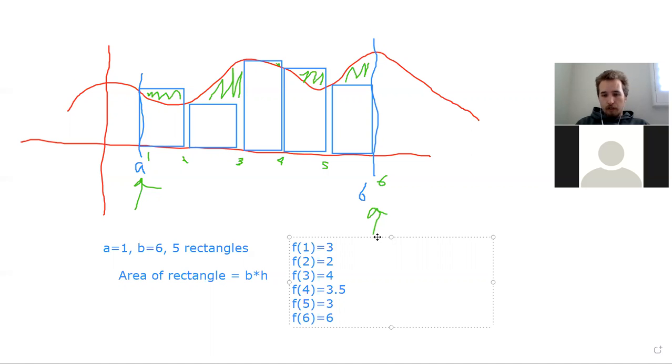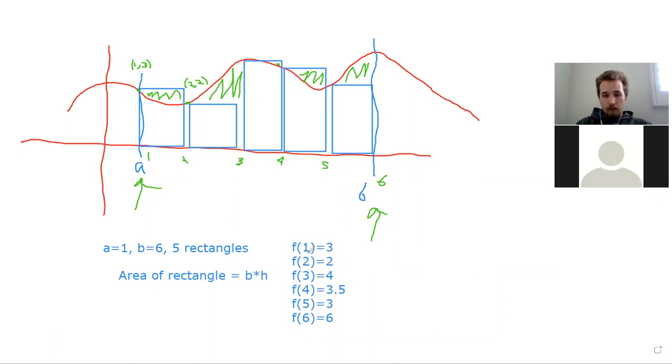Okay. So Trayvon and Sean, I just made a bunch of points, right? So f of 1 is 3. So this point is 1, 3 here on the curve. This point over here is 2, 2. Are you following me so far? Yep.